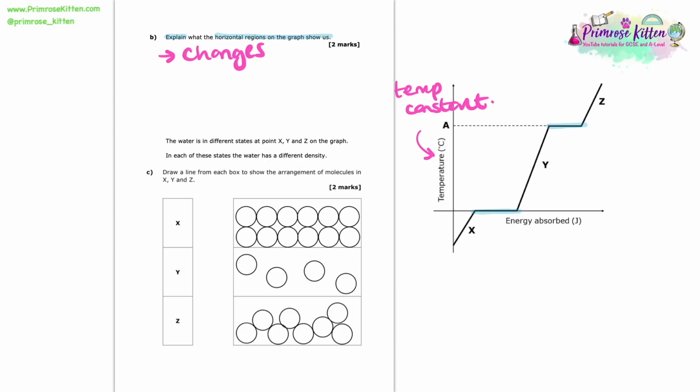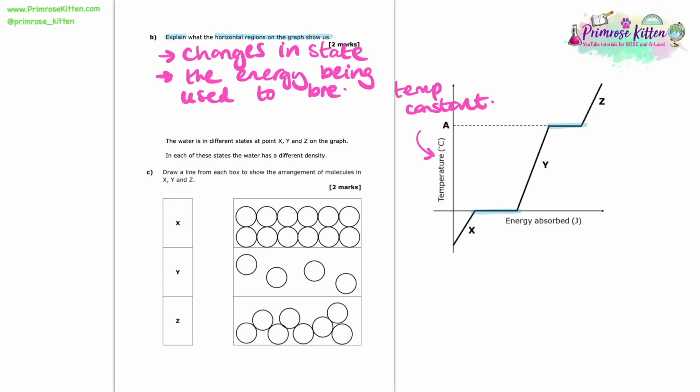The reason why the temperature is constant here is because these are the points where we get changes in state. And in these cases, all of the energy being inputted is being used to break the bonds between the particles. So that means that the energy isn't being used to increase the speed of the particles and therefore their temperature. All of the energy is being used to overcome those intermolecular forces.